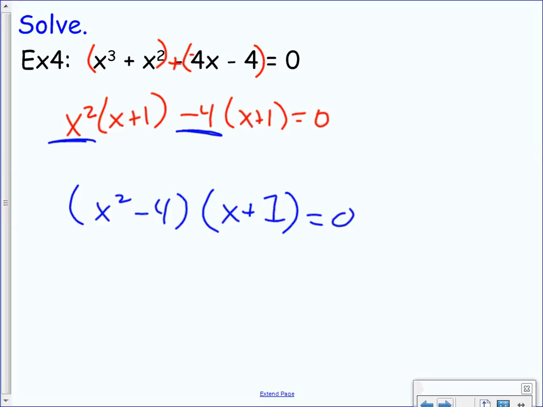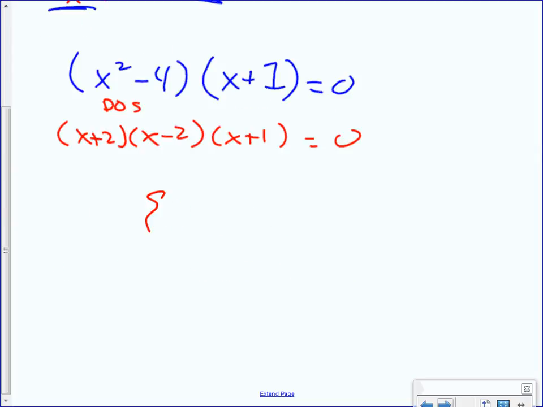How many answers are we supposed to have, by the way? 3. Okay, where are they? X plus 2, x minus 2, x plus 1. So, in order, negative 1 and plus or minus 2. That gives them 3 answers.